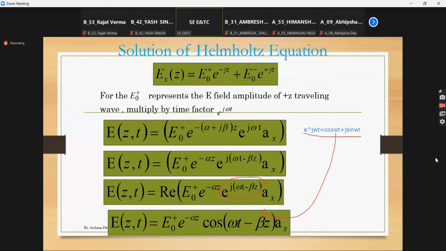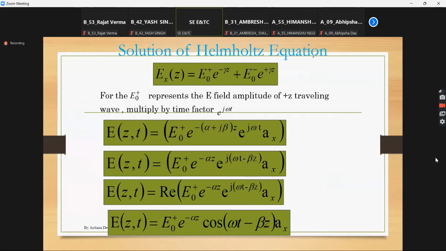आई एम कंसिडरिंग ओनली द, यस. सो दिस, ये जो रियल पार्ट है वो ऐसा ही रखा मैंने. ये जो e raised to j omega t minus beta z part है, it is cos omega t minus beta z. Okay, so this is the electric field of incident wave which I am writing.